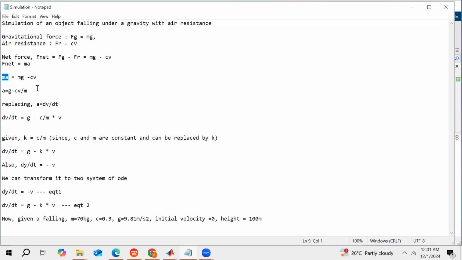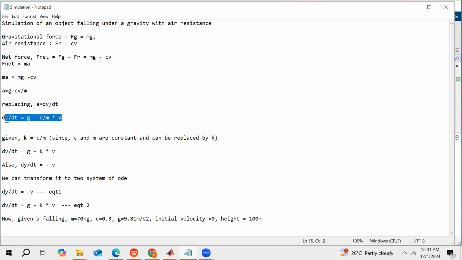So let's proceed with the mathematical formulation. We can divide all terms by the mass, which is m. So if we divide all terms by the mass, we have acceleration equal to g minus c times v divided by m. Replacing this a by dv/dt, which is the derivative of velocity with time, we have this expression.